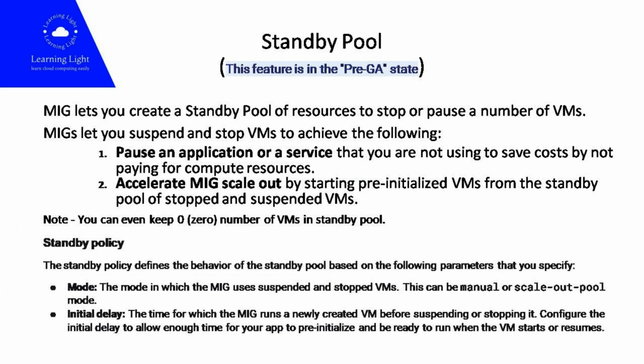MIG lets you create a standby pool of resources to stop or pause a number of VMs. A standby pool is formed by stopped and suspended pools of VMs. All stopped VMs become a part of the stopped pool, and all suspended VMs become part of the suspended pool. If you configured autoscaling in a MIG, after you suspend or stop a VM, the MIG immediately creates new VMs to maintain the recommended size of the MIG.